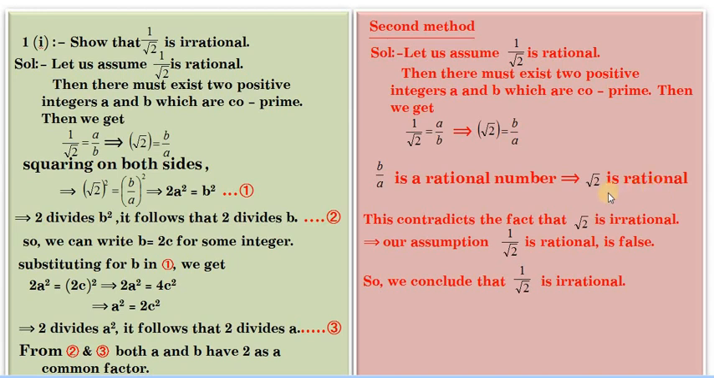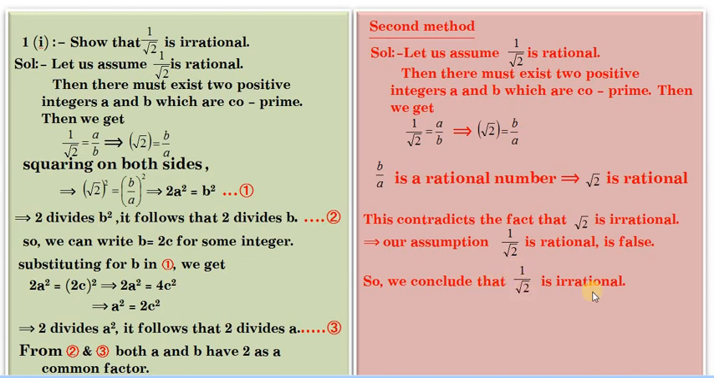But we have proved that root 2 is irrational. So this is a contradiction to the fact that root 2 is irrational. So our assumption is wrong. That means 1 by root 2 is rational is false. So we can conclude that 1 by root 2 is irrational.